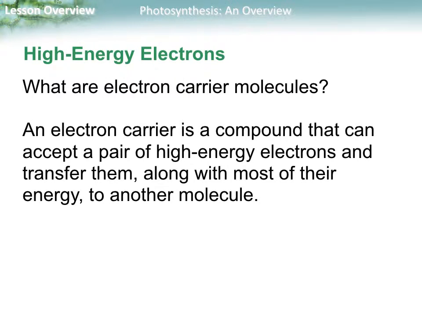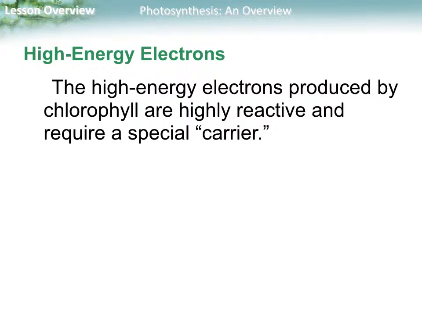So what are electron carrier molecules? They are compounds that can accept a pair of high energy electrons and then transfer them along with most of that energy to another molecule. So they take high energy electrons and then they give them to something else along with most of the energy. High energy electrons produced by chlorophyll are highly reactive and they require a special carrier.